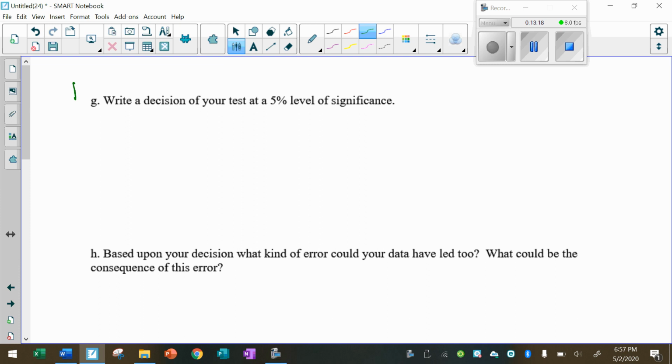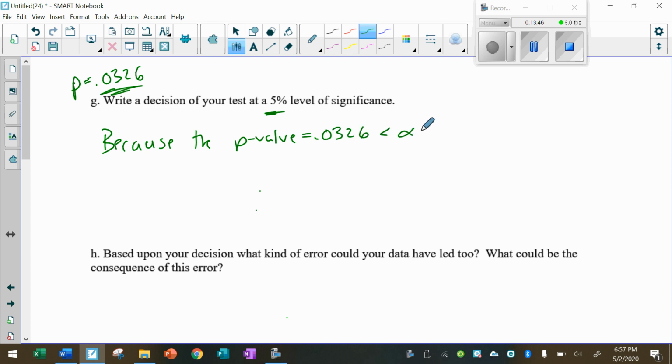P-value 0.0326. So we should know that if the p-value is less than the alpha level, what do we do? We reject the null. So because the p-value equaling 0.0326 is less than an alpha level or significance level equaling 0.05, we reject the null, okay?